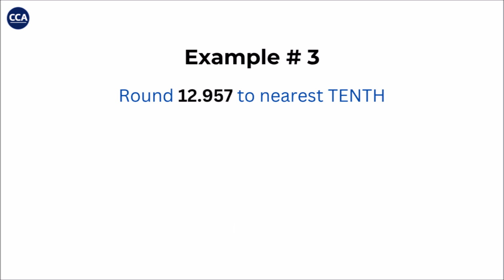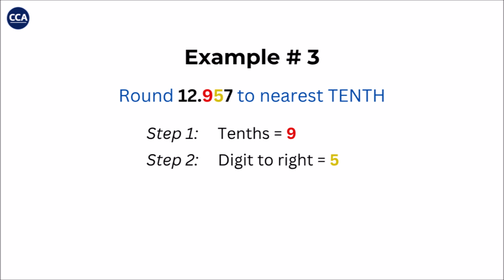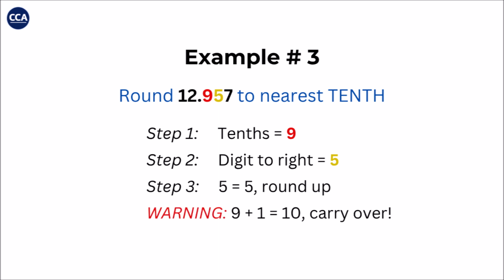Now round 12.957 to the nearest tenth. Step 1. Find the tenths place. That is 9. Step 2. Look at the digit to the right. That is 5. Step 3. Since 5 is equal to 5, we round up. The 9 becomes 10. But wait, 10 in the tenths place means we carry over. That means 12.9 becomes 13.0. And that will be our answer. This is the example most students get wrong. When rounding up causes a carry, the whole number changes.